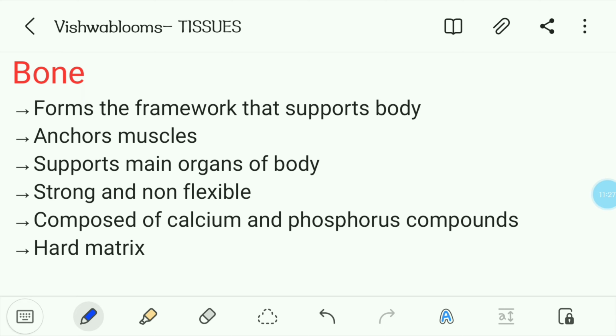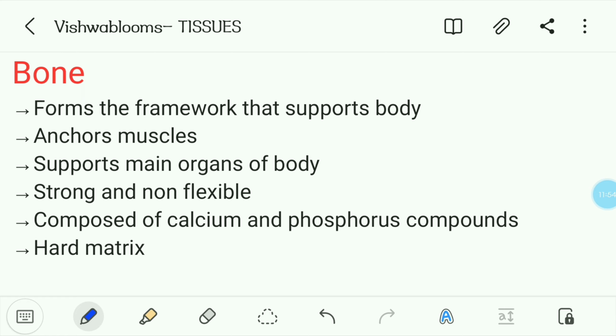And it anchors muscles, in the sense that these muscles are connected with the bone, right? It is attached to it, so we are able to move our hands because of bones. It is moving with the muscle, and it supports main organs of the body. Without bone, you can't even move the muscle, or you can't move your hand, right?